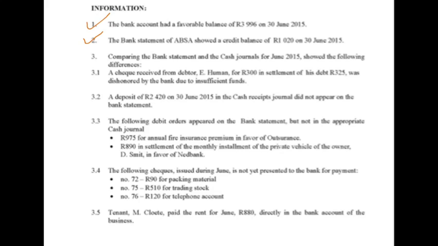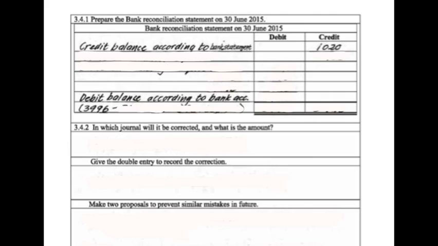So a dishonored check influences only my books. So therefore I need to go and update my bank account balance. So if I go to my reconciliation statement, my bank account balance would then decrease with 300 Rand.